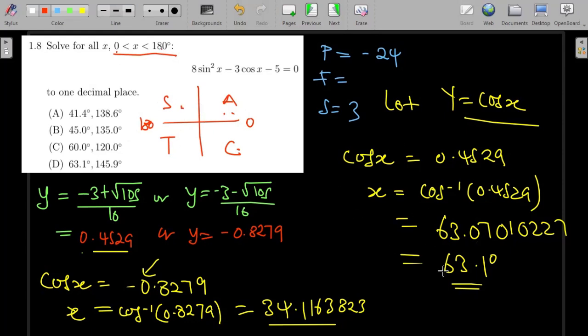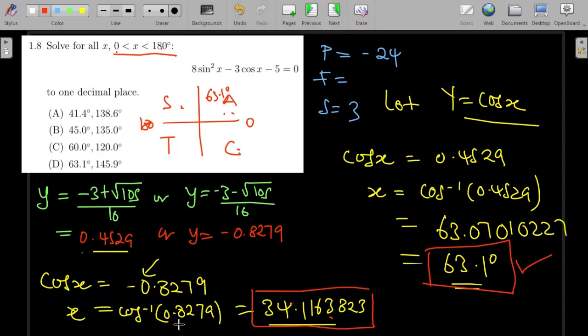So this first equation gave us 63.1 degrees. The 63 is just here, so there was no problem there, we got it directly. But this other one has given us a 34, and this 34 is for a positive value. But here we have a negative value. So what do we do? We use it to find the angle there. The angle in this second quadrant is found by 180 minus the angle that you found here. So that will be the angle in the second quadrant.